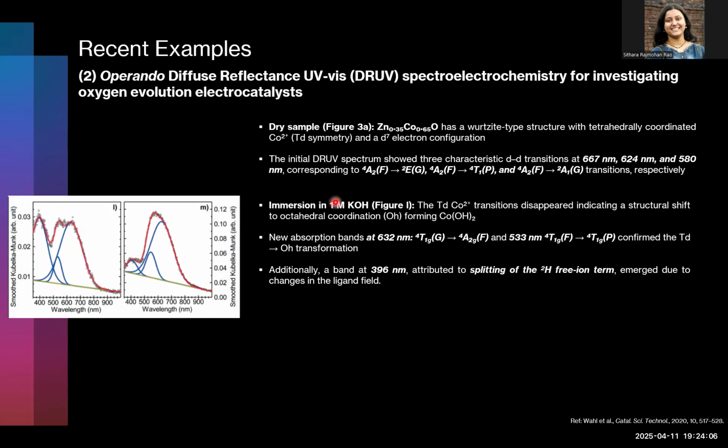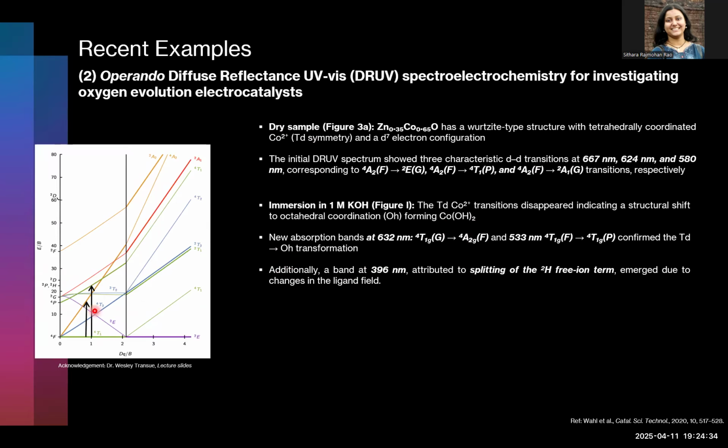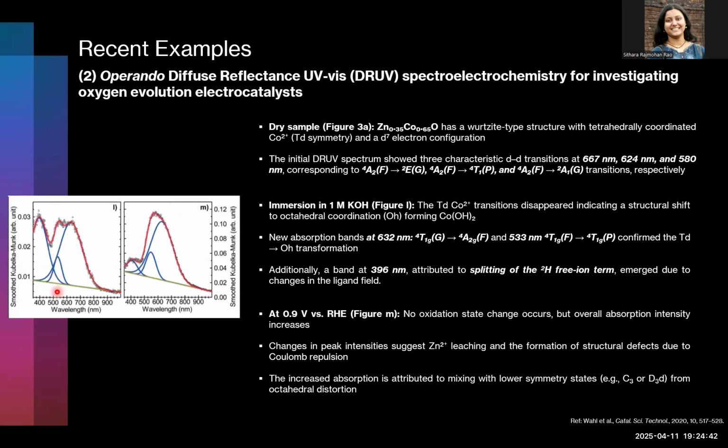Once the catalyst came in contact with 1 molar KOH, which is the electrolyte, they saw that the tetrahedral cobalt 2+ transitions completely disappeared, and we got new absorption bands at these particular transitions. That was because the structure shifted from tetrahedral to octahedral coordination, and they assumed it formed something like Co(OH)2. Also, a band additionally appeared at 396 nanometers, which they attributed to the splitting of the 2H free ion term. So these are the two transitions that we see here, and this is the 2H term that they assumed might have split because of the changes in the ligand field.